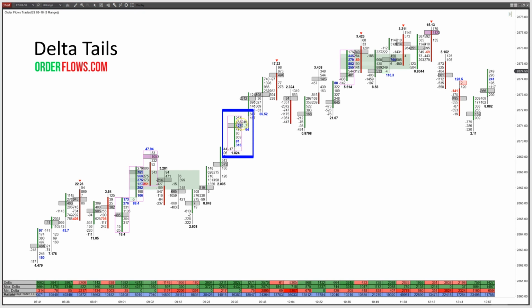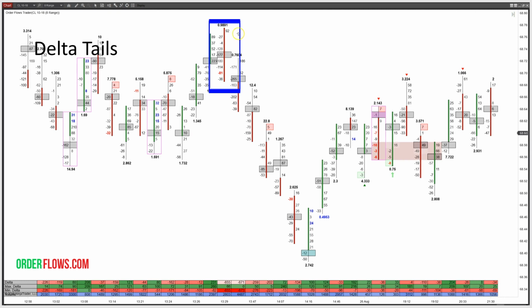So you can see minus 17. They're just all aggressive buying. These are all positive deltas. Here's a sell. You got the tail up at the top, the 92, positive delta, then all selling in here on the way down. You see how the market goes down.